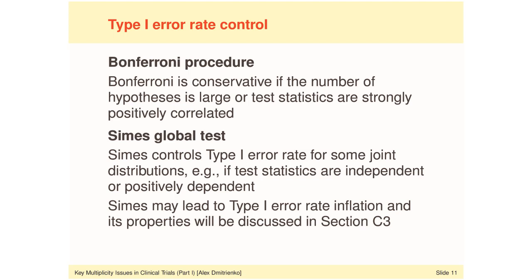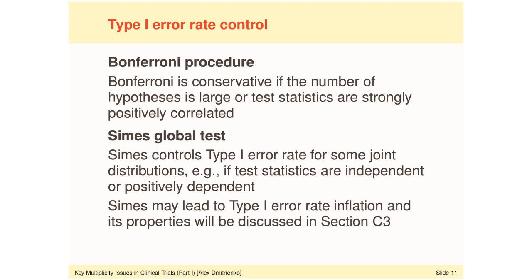And by contrast, it is not that easy to answer this question for the Simes procedure. When exactly does the Simes procedure control the type 1 error rate? And by the way, I'm going to refer to it as the type 1 error rate because the Simes global test, once again, tests a single hypothesis. It's the global null hypothesis rather than multiple individual hypotheses.